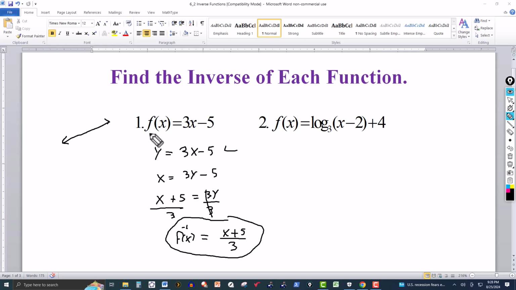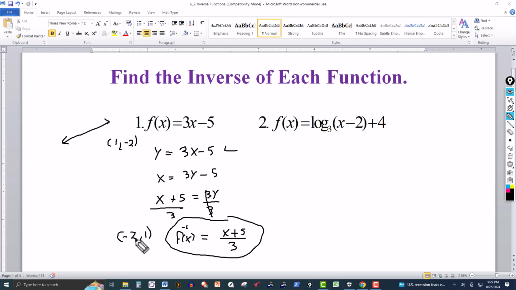Pick a value for x, any value for x here, let's say 1. We'll put it here, 1 times 3 is 3, 3 minus 5 is a negative 2. So 1, negative 2 should be on the graph of that line. Now, from what I said then, if I reverse the ordered pair, 1, negative 2 is on the graph of the function, then negative 2 and 1 should be on the graph of the inverse.